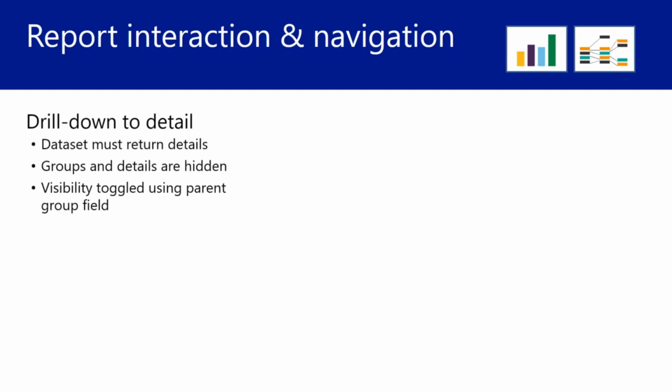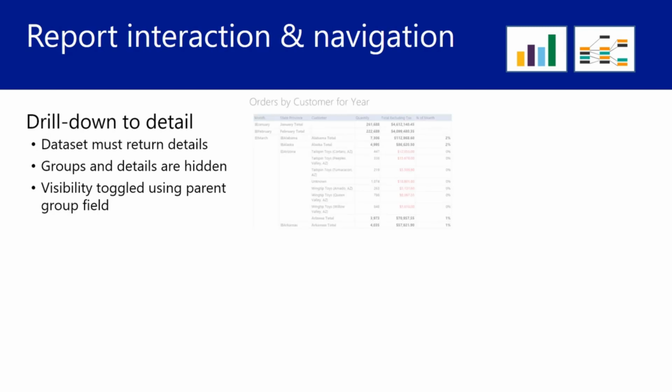We'll explore two different techniques to implement report interaction and navigation. The first is called drill down to detail. This is done in a single report with a data set that must return all of the detail records. Data is organized in a table or a matrix with groups where all but the top level group are hidden with toggle items set on different fields. The groups and details are hidden from view, and then the visibility of those lower level groups is toggled using a parent group field. Here's an example.